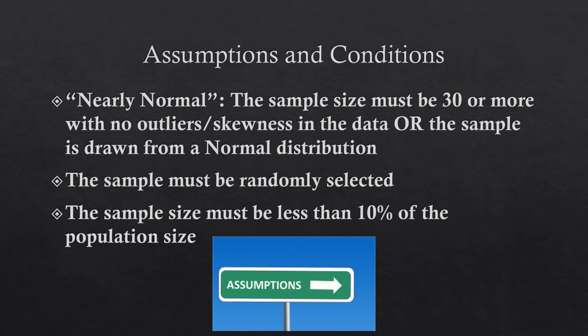However, if your sample size is less than 30, then you have to actually create a histogram or some sort of graph to show that it comes from an approximately normal distribution. So for the nearly normal condition, there are two ways to verify that. If your sample size is greater than 30, you're good to go. Or if you are drawing from an approximately normal, non-skewed, symmetric distribution, that also satisfies that condition.